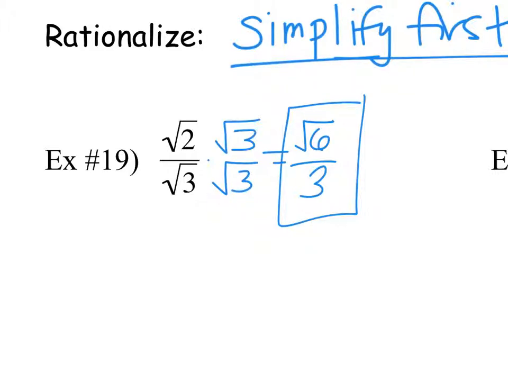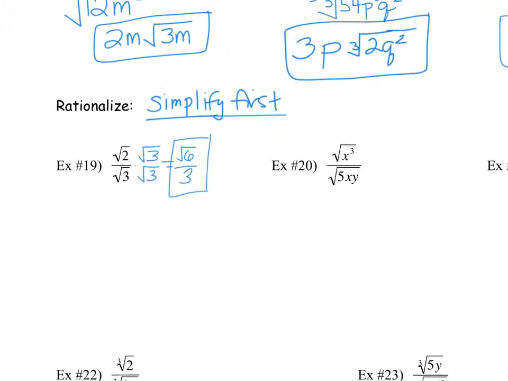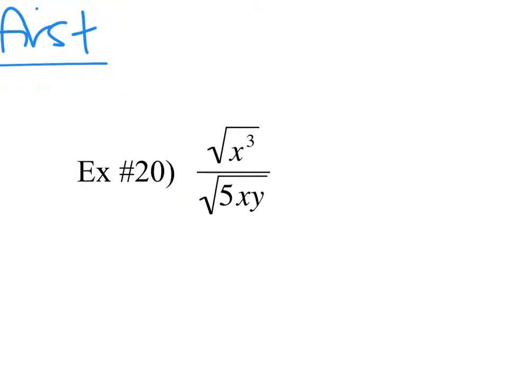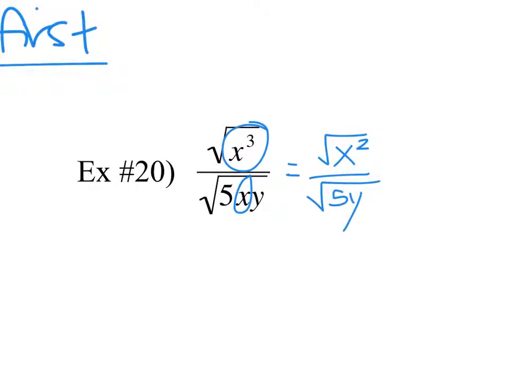It's just now rationalized, is what we call it. All right, so now we're going to do that, but we're going to put some letters with it. My suggestion to you is to simplify first. Don't start doing rad 5xy top and bottom. There's an x up top and there's an x on the bottom. Simplify that first, okay? 3 minus 1 is rad x squared up top and rad 5y on the bottom.